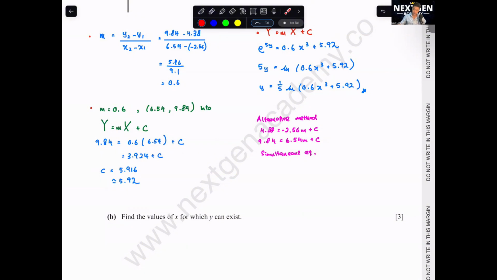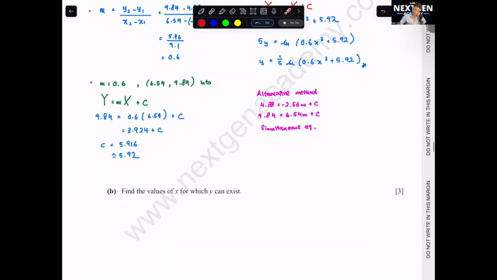Now, question B. A lot of you just now asked me how to do this question B: find the values of x for which y can exist. This is a 3-mark question. In fact, it's quite an easy 3-mark question, but you need to know your theory. Anyone understand this question? What does it mean, the values of x for which y can exist?